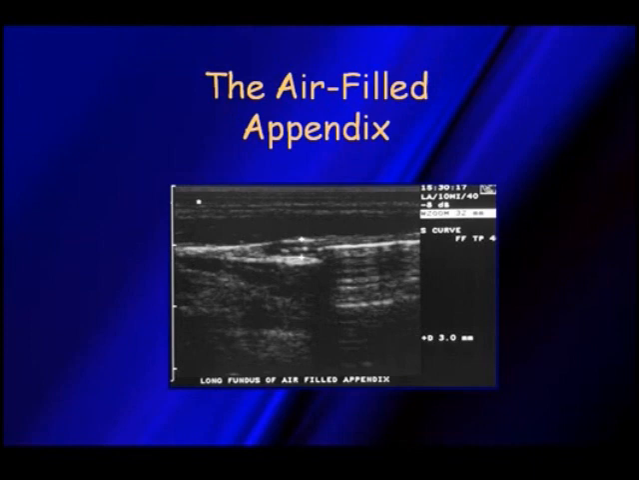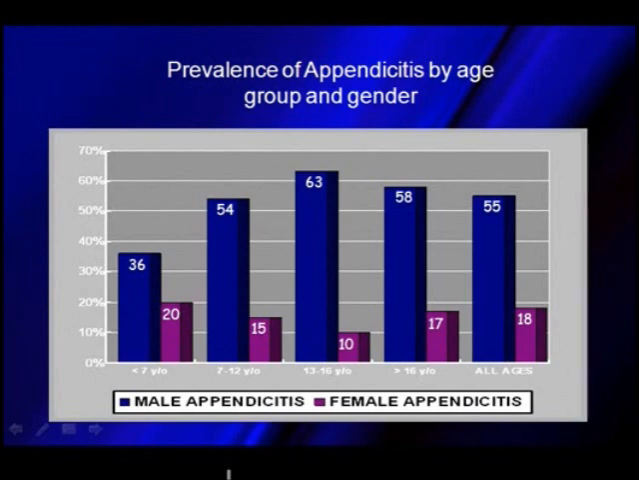Here's just another example. You can see the proximal portion of this appendix is only 3 millimeters in size, and then the distal portion is filled with air. So just a normal finding that we can see is air within the appendix.